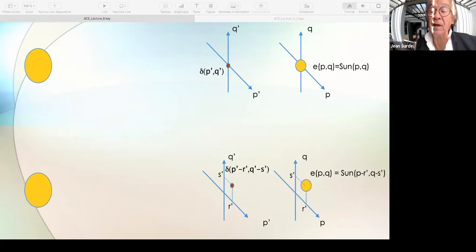So you see that the recorded surface brightness is that of the sun, but displaced, and therefore it's represented at the coordinates p minus r prime and q minus s prime, where r prime and s prime are the coordinates of the point where the center of the image is located, or the center of the hole in the entrance aperture.